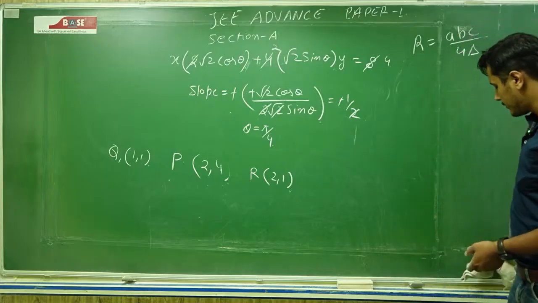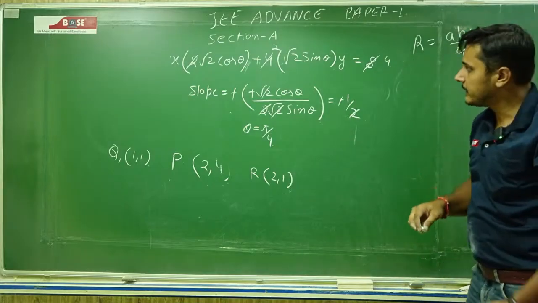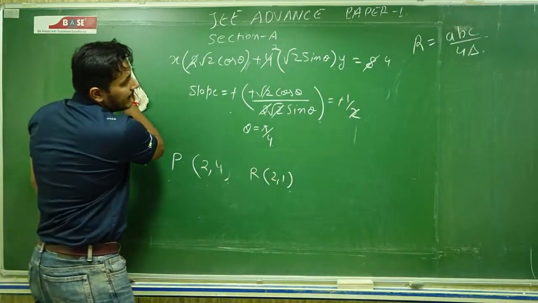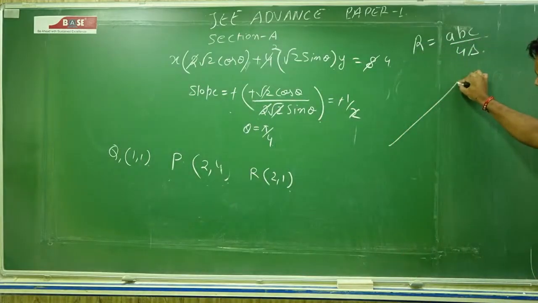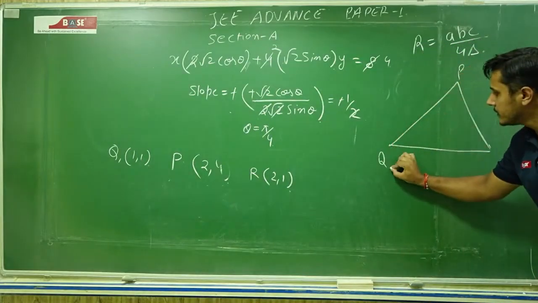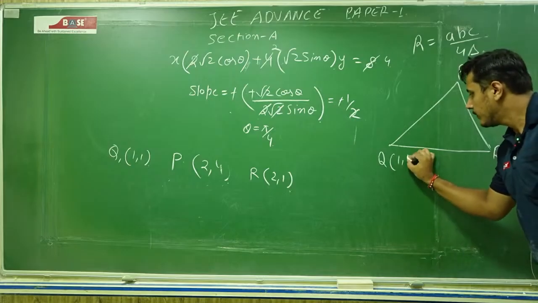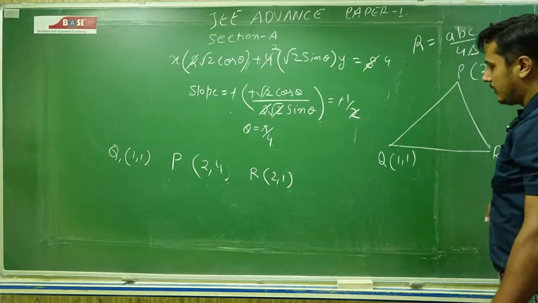From solutions of triangle, we know this. ABC is side length. So let me here draw it. We have 3 coordinates. So let's suppose this is P, this is Q, and this is R. Point P coordinate we got as 2, 4. Point Q we got as 1, 1, and R we got as 2, 1.